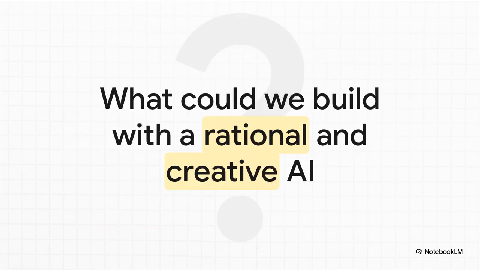And that really just leaves us with one final big question. If we could actually move beyond simple mimicry to an AI that's rational, creative, and builds a real working model of our world, what could we build? What problems could we finally solve?